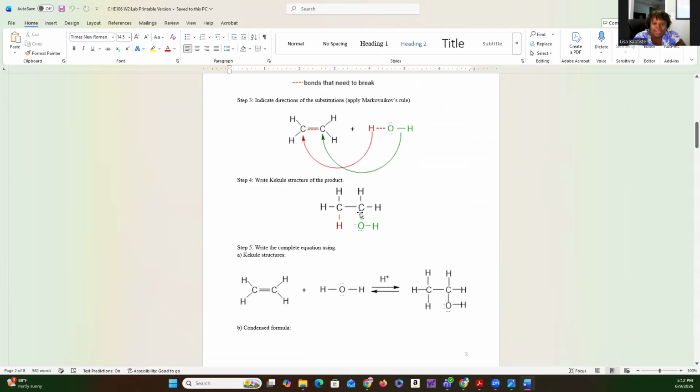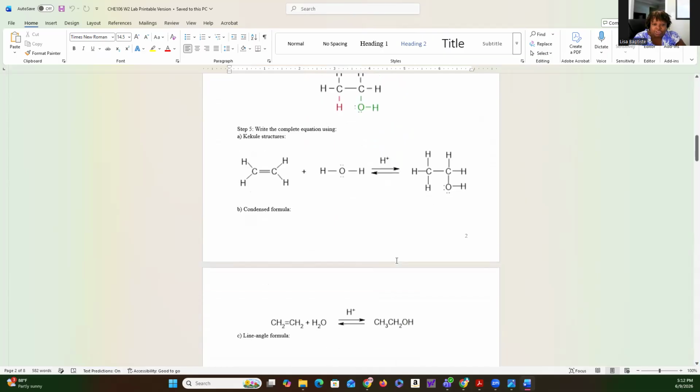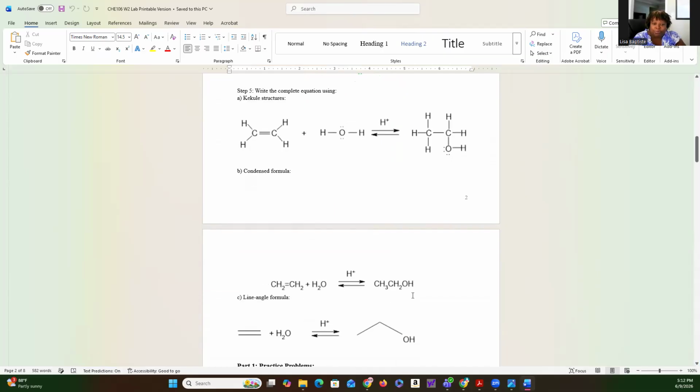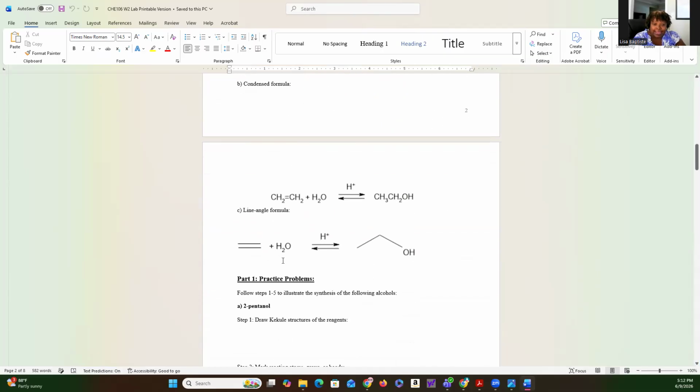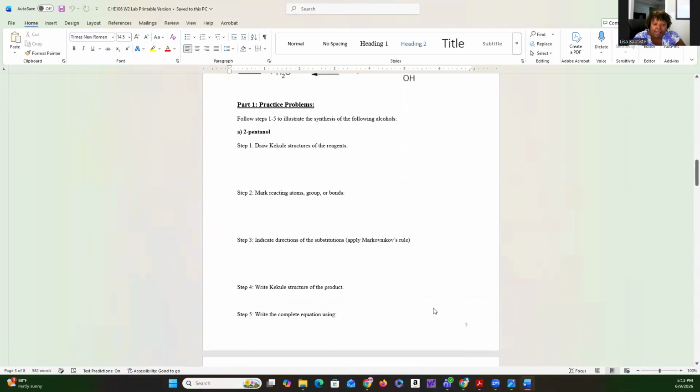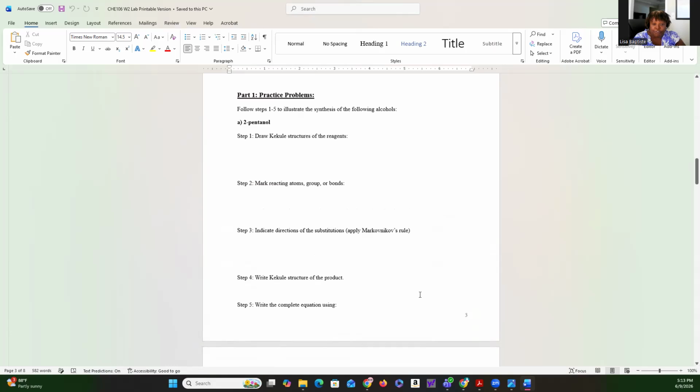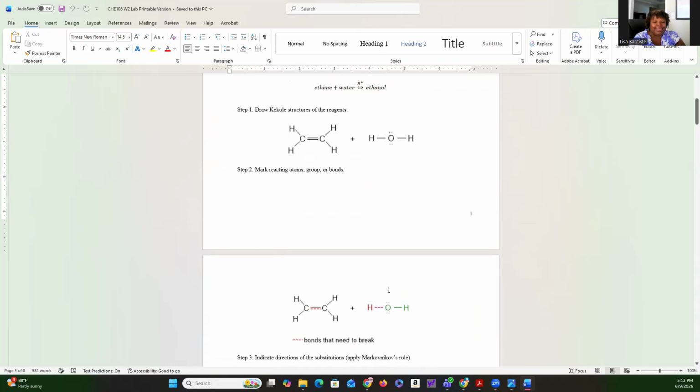All right, and so this is your final structure. This is the Kekulé structure. This would be what it looks like condensed, and this is the line angle. All right, so you're going to be drawing all of these in the different formats. But if you have questions, let me know.